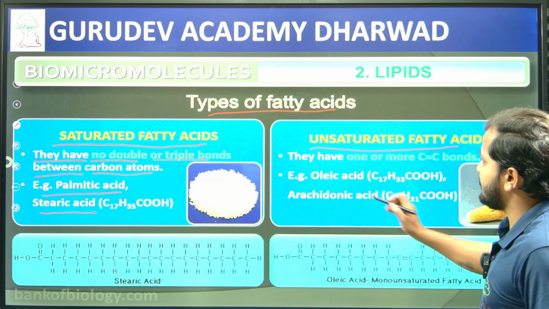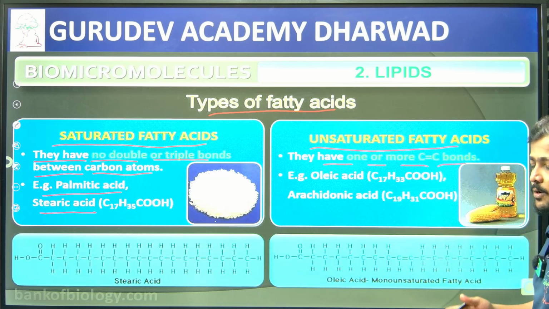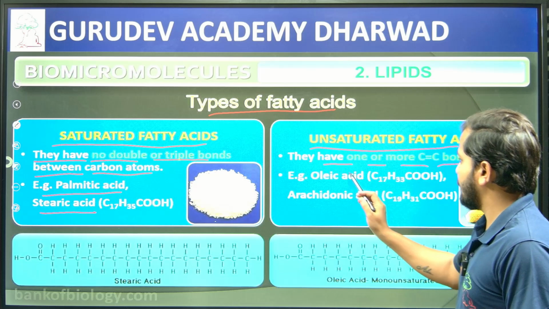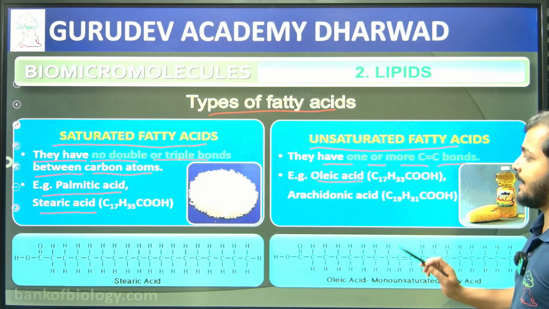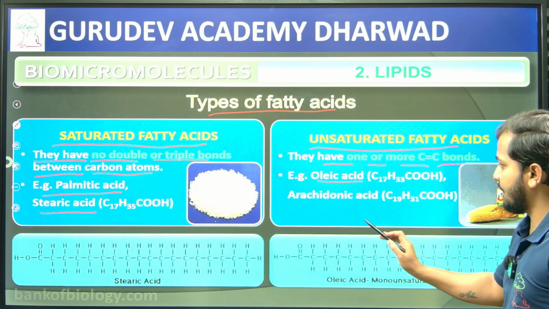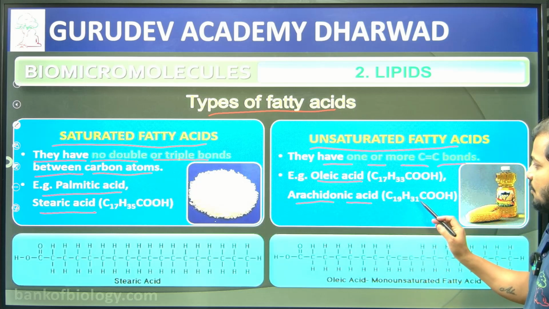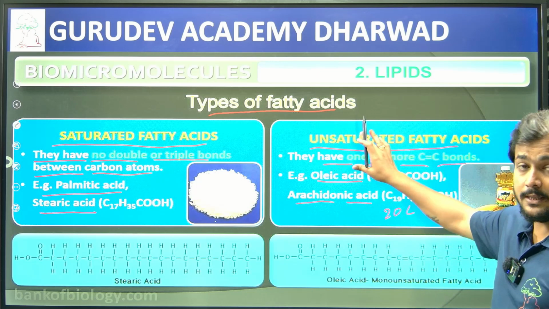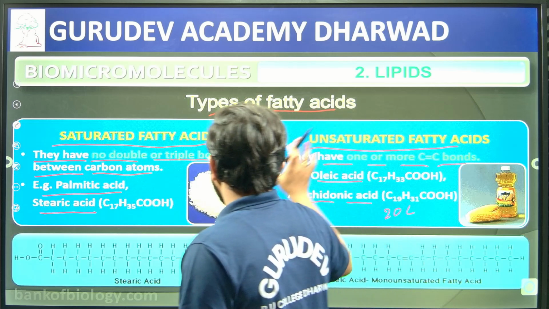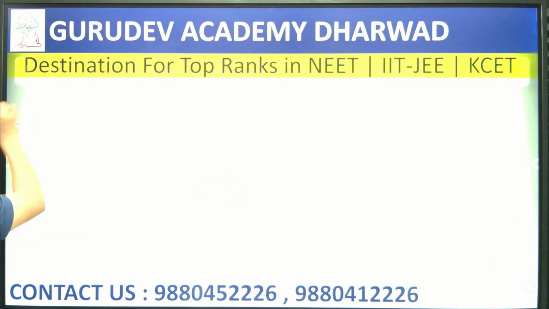Unsaturated fatty acids majorly have one or more double bonds. You are going to find one or more double bonds. An example they have mentioned is oleic acid. Oleic acid is an 18 carbon compound. This is what you should remember. Then arachidonic acid, which is nothing but a 20 carbon compound, right? So these are known as unsaturated fatty acids. That is what you should remember, right?